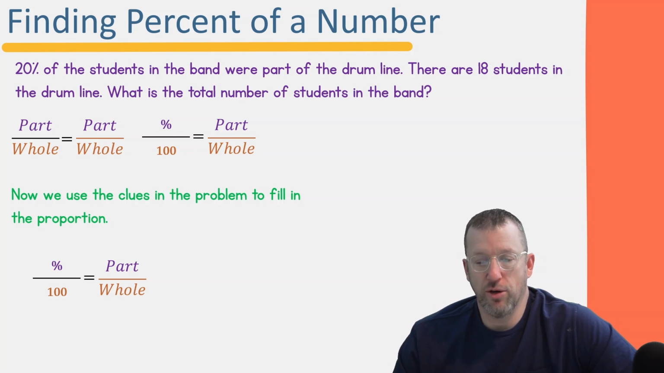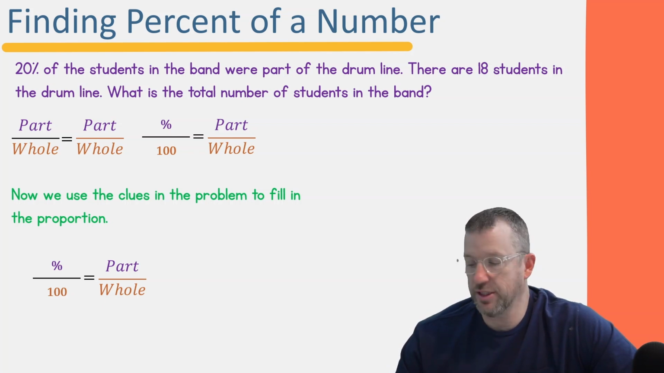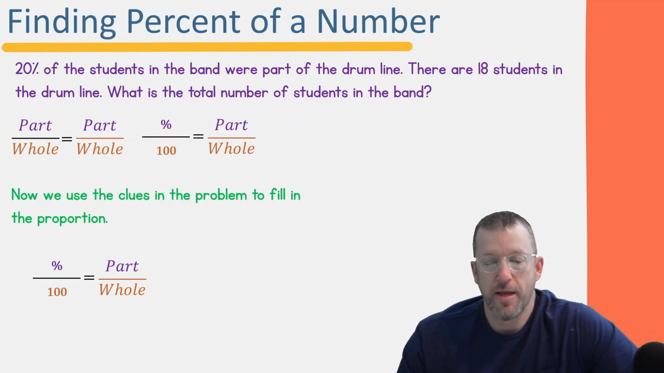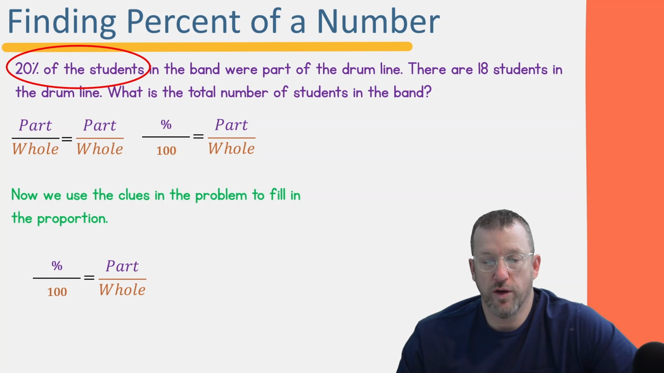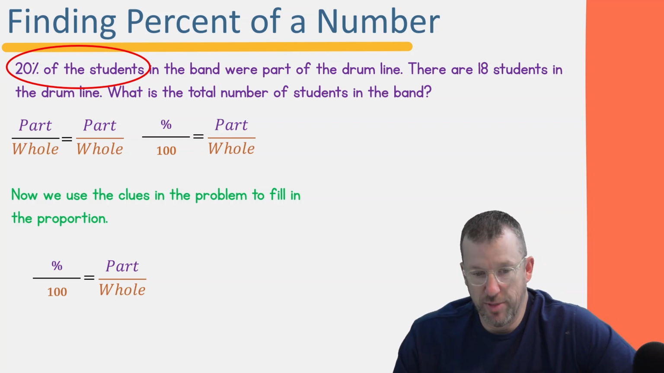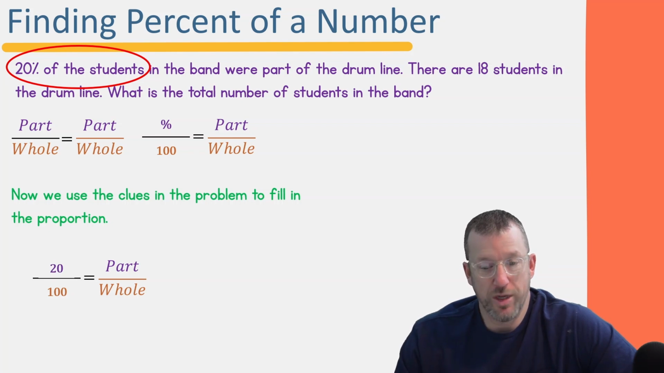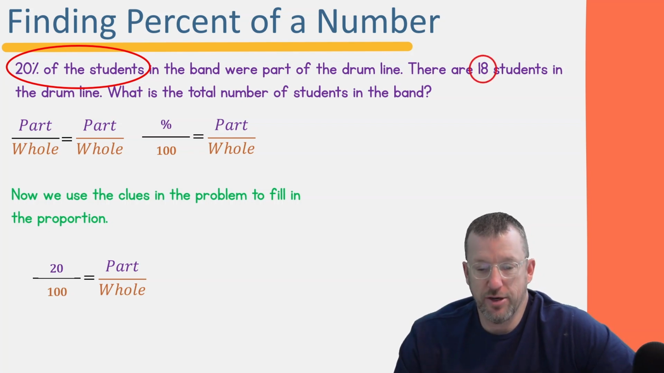Now we need to look for clues. So this top portion right there was just based on reminding you how part over whole equals part over whole. Now we're going to use the scenario at the bottom to figure out how to solve this, okay? So first thing first, one of the clues is 20% of the students in the band were part of the drum line. So we know that part of the band was in the drum line, and that's 20%. So we can go ahead and put that where the percent is. We can leave 100 at the bottom because 20% is always 20 out of 100, something out of 100, so that's fine. Now we need to figure out how to do the other side.